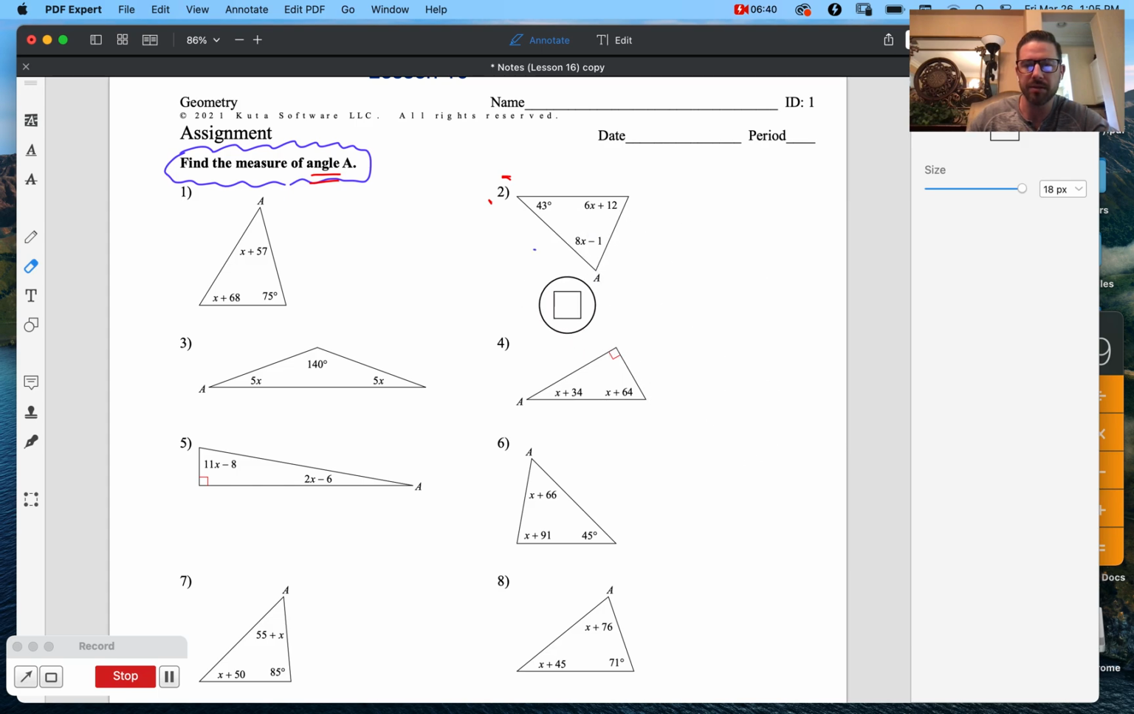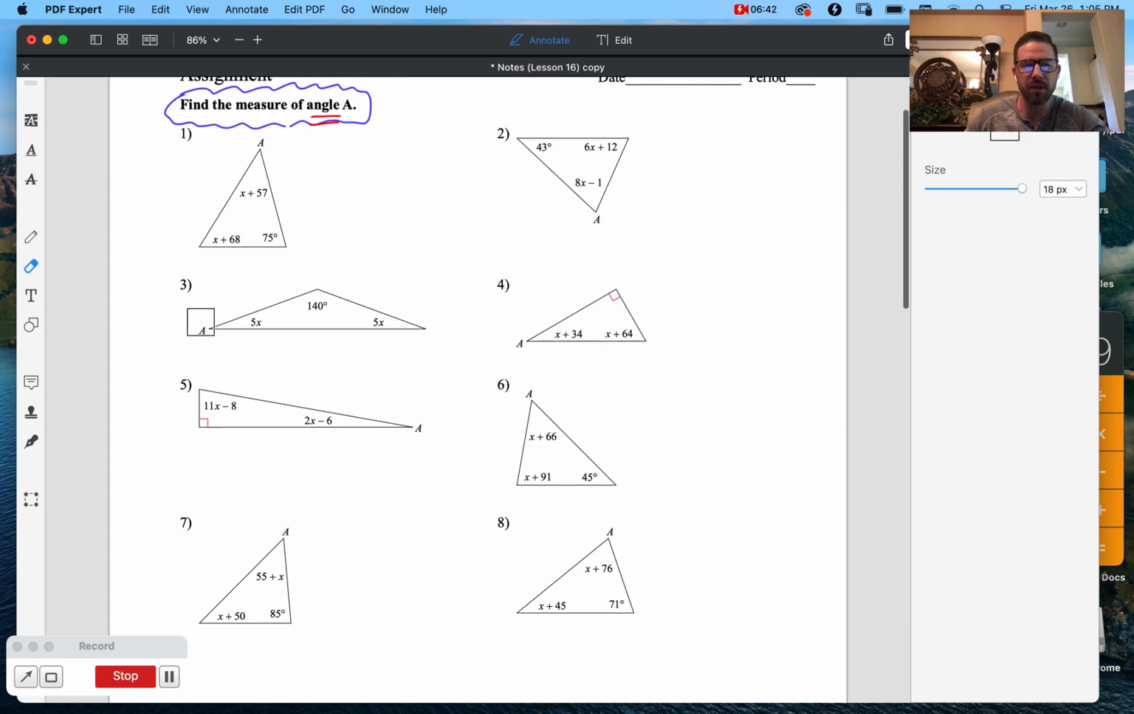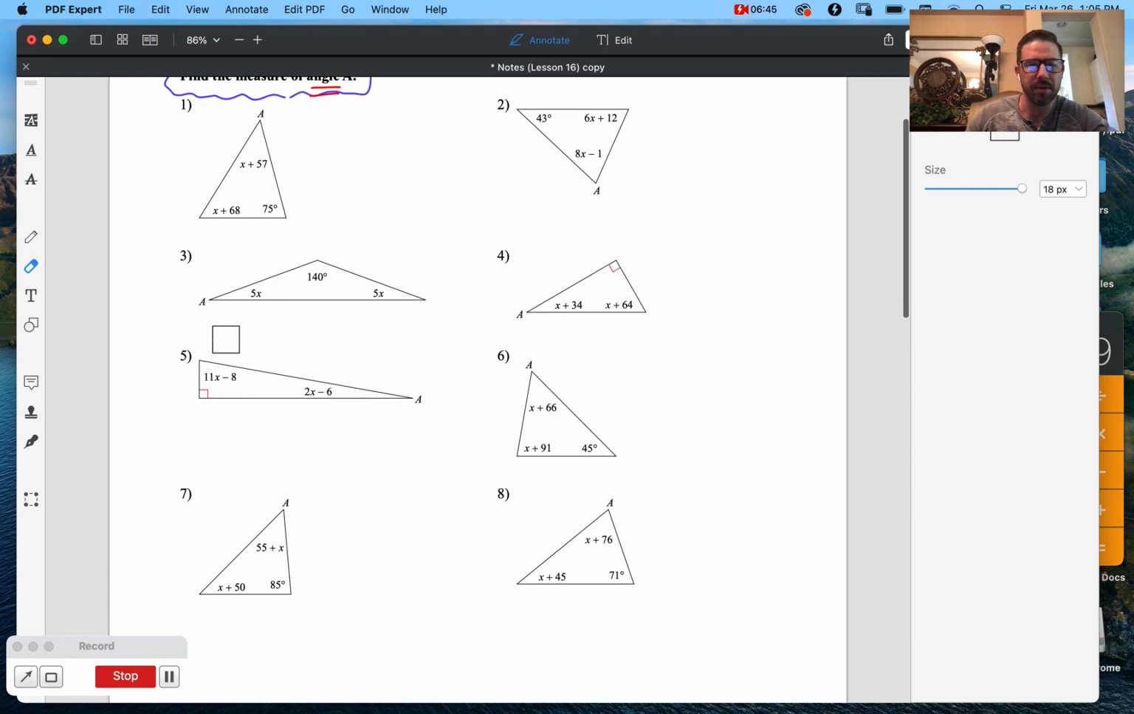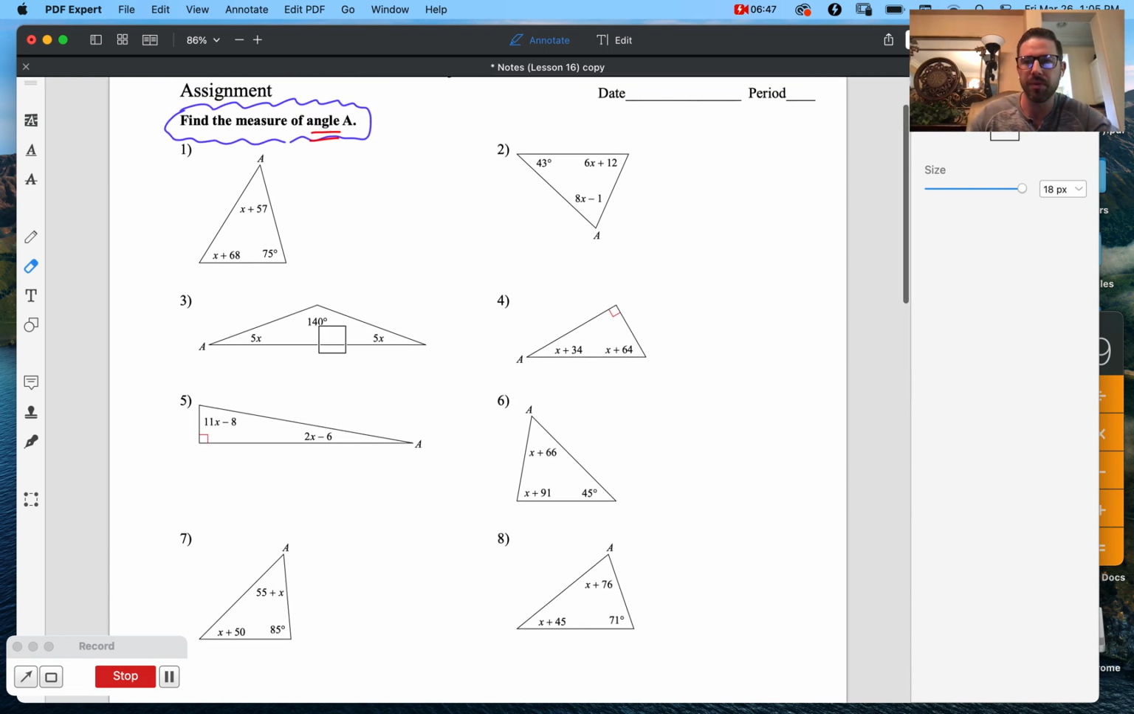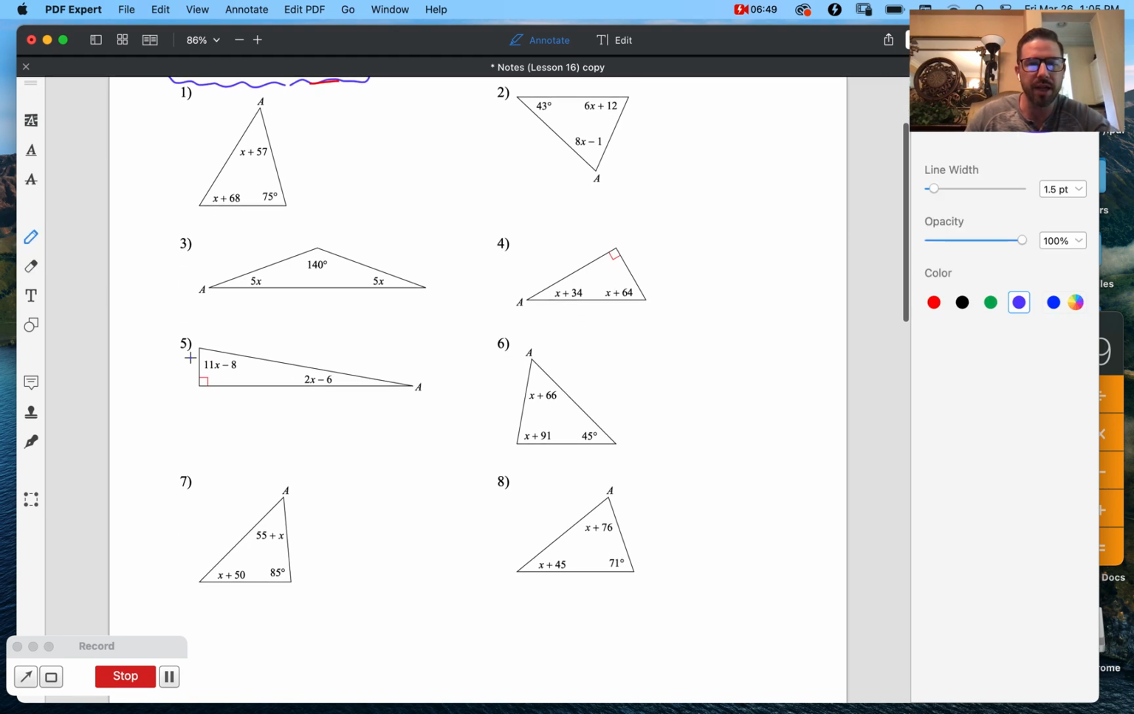Let me clear some space. I actually like the questions on the left more because they give me more room. But this one right here isn't giving me any room. These problems are kind of crunched together.